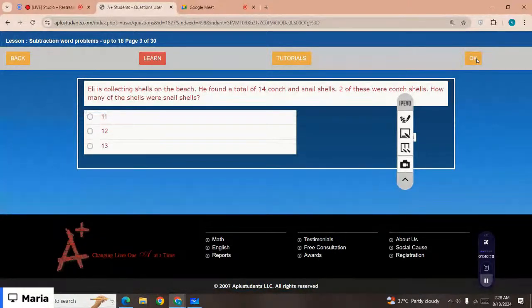Ali is collecting shells on the beach. She found a total of 14 conch and snail shells. Two of them were conch shells. How many of the shells were snail shells? So, which is the correct option?